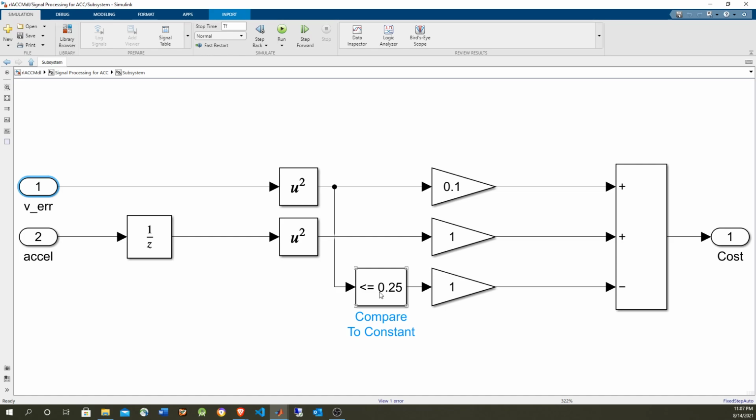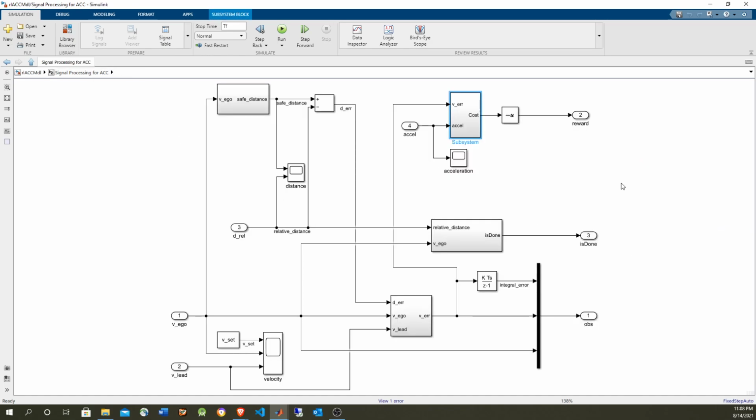The velocity could be the velocity set by the driver, or it could be the velocity of the lead car because you want to increase the safe distance. So if the velocity error is high, you're going to get a stick instead of a carrot. This is 0.1, it could be increased, and of course you want to penalize if the acceleration of the ego car is too high. You don't want to do things too abrupt, so you also give a stick for that. Everything is summed and you have the overall reward in here.